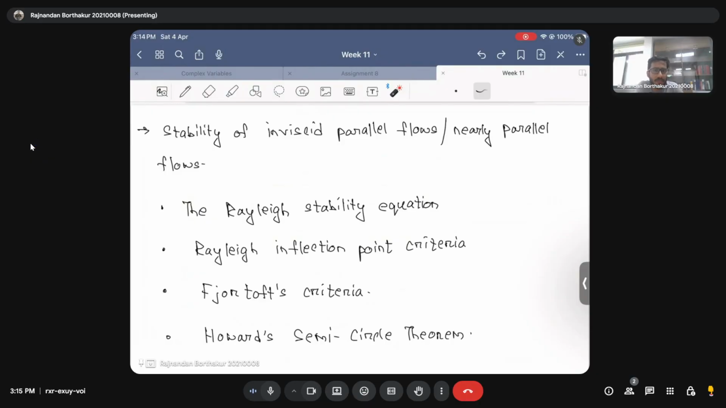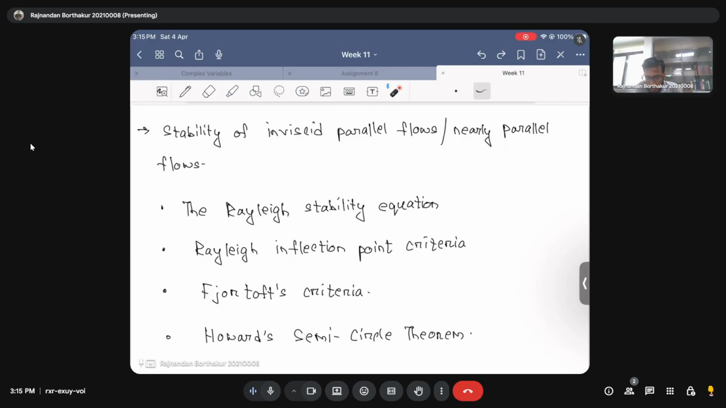Once we know how to derive the Rayleigh stability equation, we will compare it with the Orr-Sommerfeld equation that you have derived for viscous parallel flows. You will then realize that when the Reynolds number is equal to zero, and you substitute that in the Orr-Sommerfeld equation, you simply get back the Rayleigh stability equation. It will be a good practice to derive it, because it is a simplified case of the Orr-Sommerfeld equation when the fluid viscosity is zero. Okay. So that's the idea.